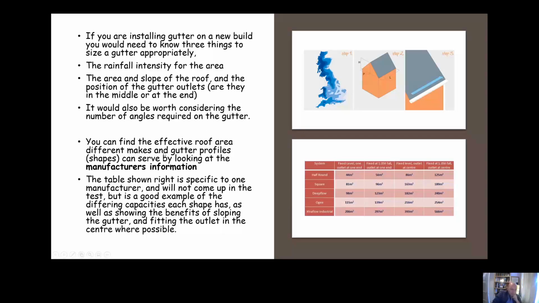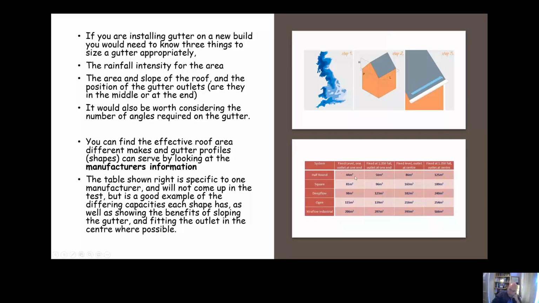And if you do work on a new build, for example, you need to know certain things. You need to know the rainfall intensity, the area and the slope of the roof, and where the outlets are, because we've already talked about how if the outlets are in the middle, they can service a bigger area than if you have a single outlet at the end. There's some info here on the right from the manufacturer's information. I can't remember which company it was, but the companies are going to differ slightly, though they're largely going to be pretty similar.